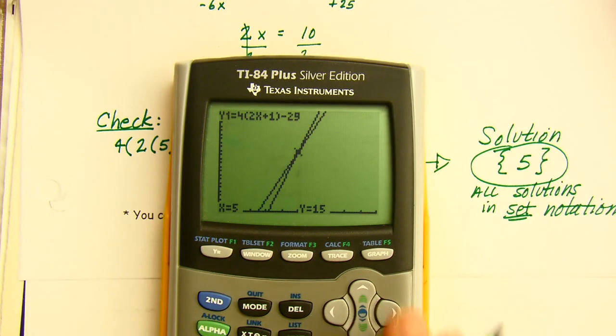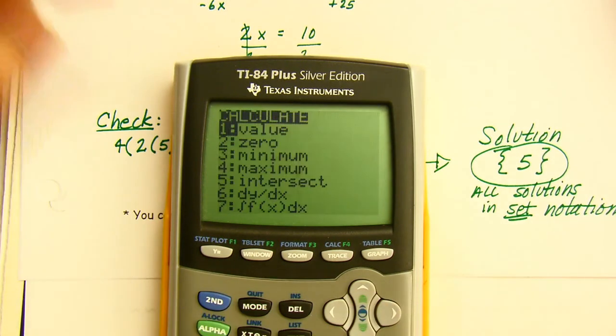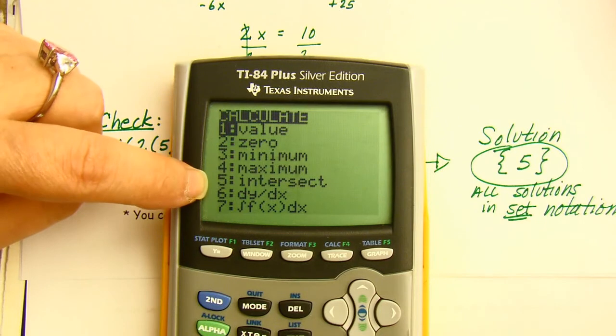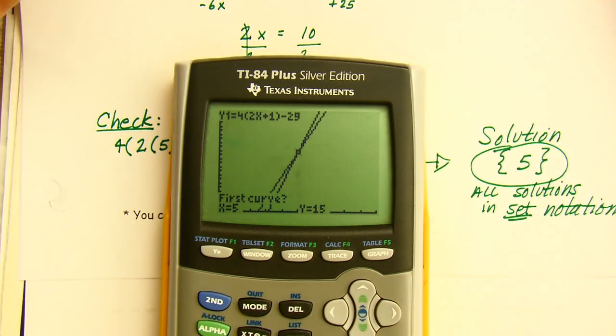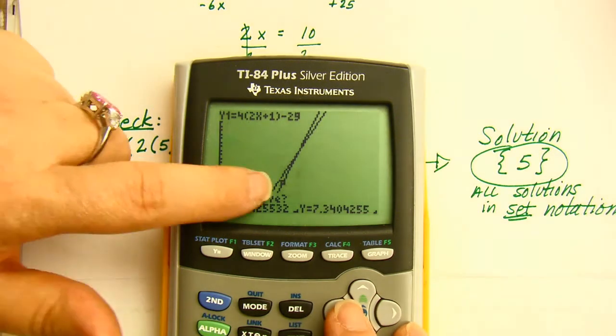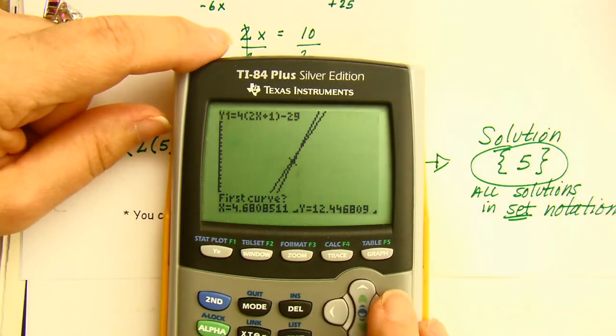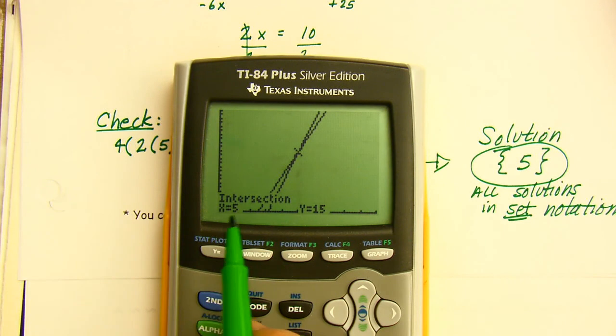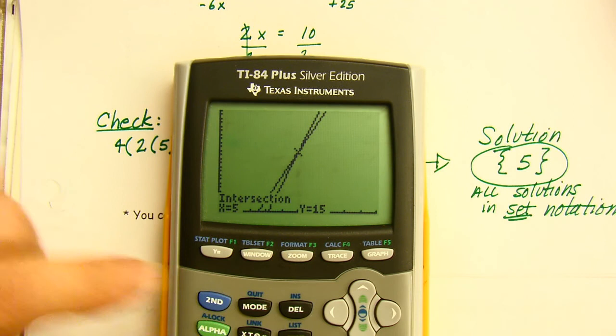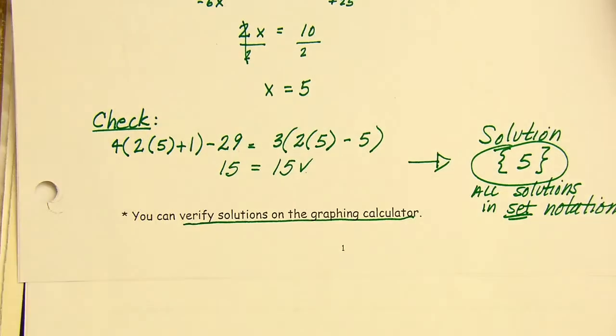I could do second calc, intersection number 5. And it's just asking me first curve, second curve. Now, if my cursor was way down here, I would want to move it up as close to the intersection as possible and hit enter, not once, not twice, but 3 times, and bam, there it is. It tells me that they intersect at (5, 15). So this is the solution to the equation, and that's where they intersect. So another take on checking your work if you would have time.